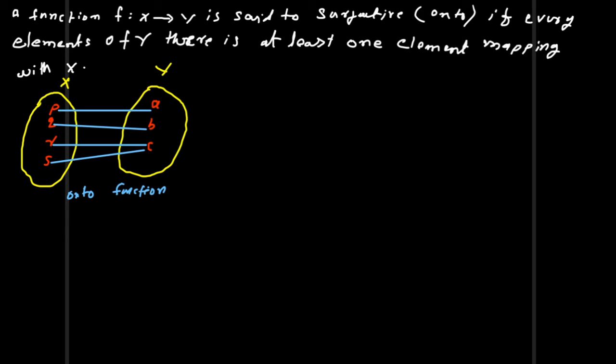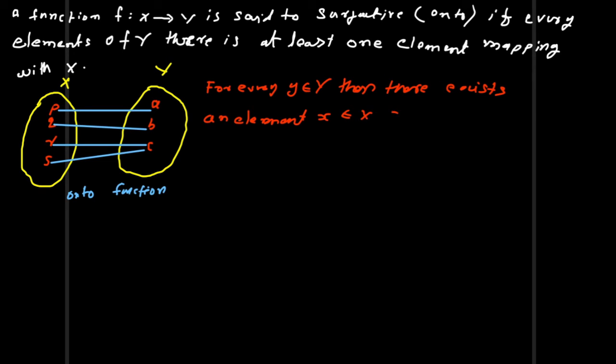So next one, how to show that a function is surjective? For that, for every y belonging to the codomain, there exists an element x belonging to capital X such that f of x equals y. Therefore f is onto. This way we have to show it.